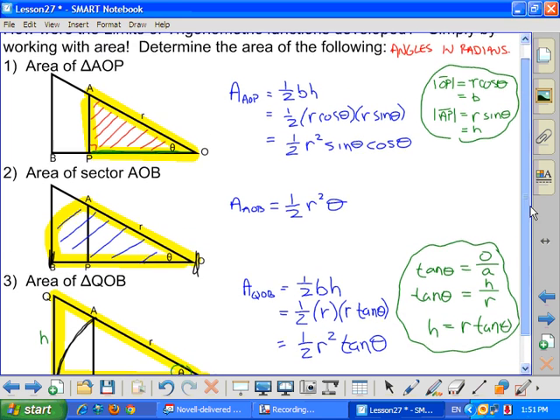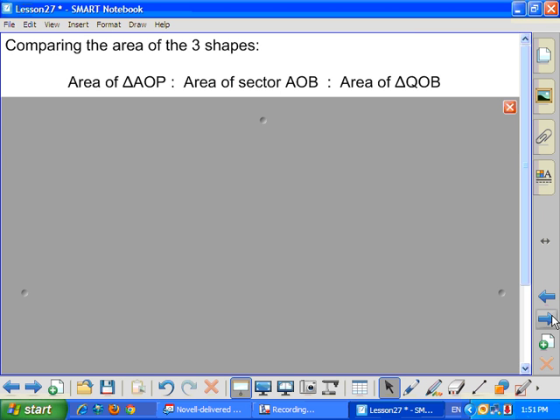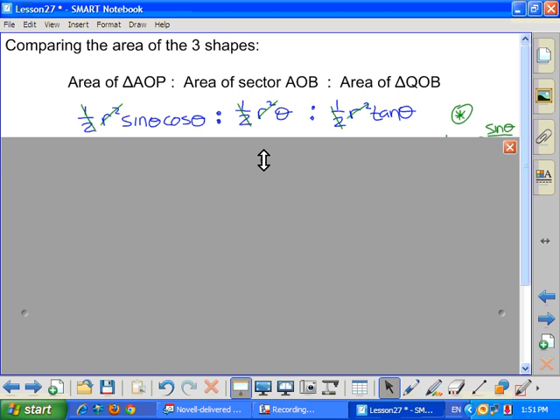Before I move on to the next slide, compare the areas of these shapes. Hopefully most of you are saying that this is the smallest area, and this one down here at the bottom is our largest, which puts the second one in the middle. That being said, we're going to compare the three areas as a ratio, very similar to how we did it in grade 9 with the volume or surface area of various shapes.